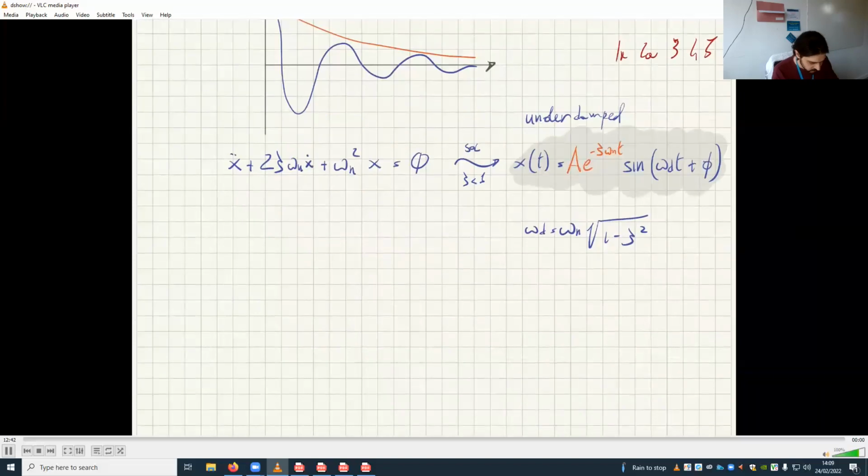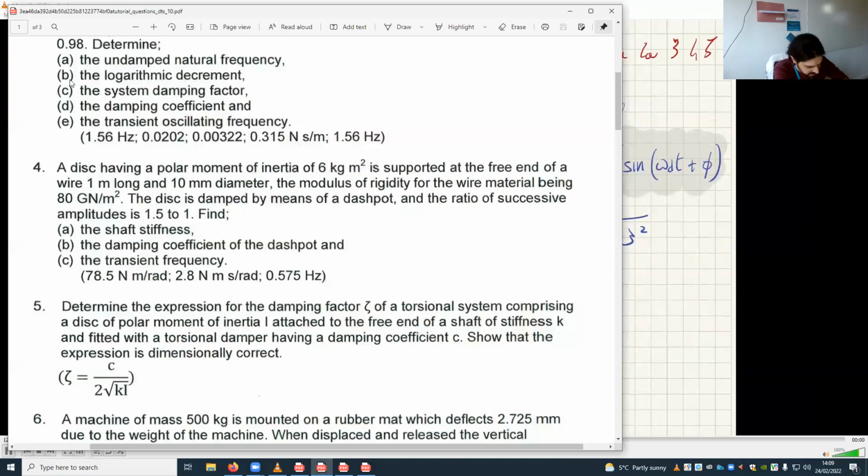All right, so let's start question 4 very briefly, very easy. So what we have, let me go back here, is a disk with a certain polar moment of inertia. Let me do this very briefly.